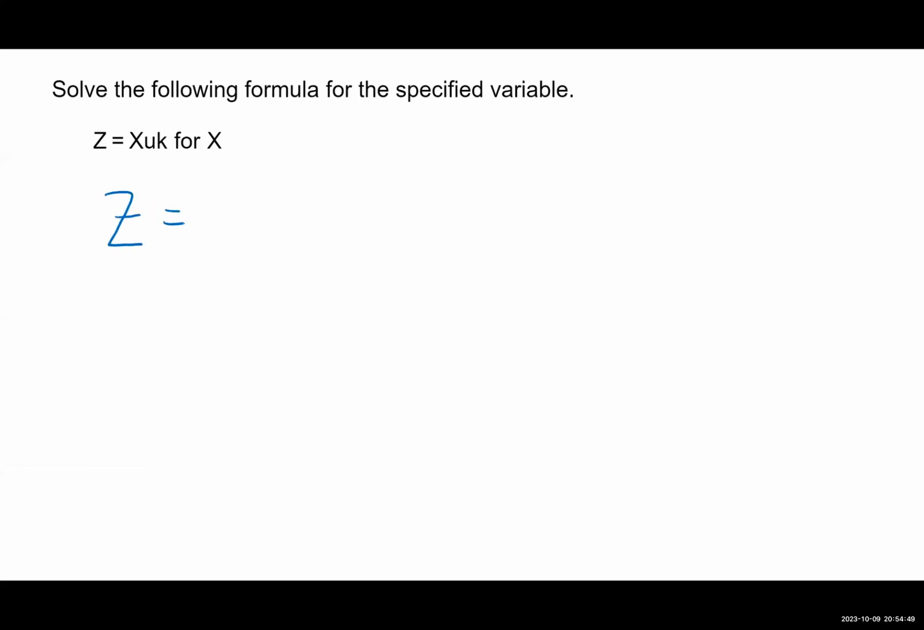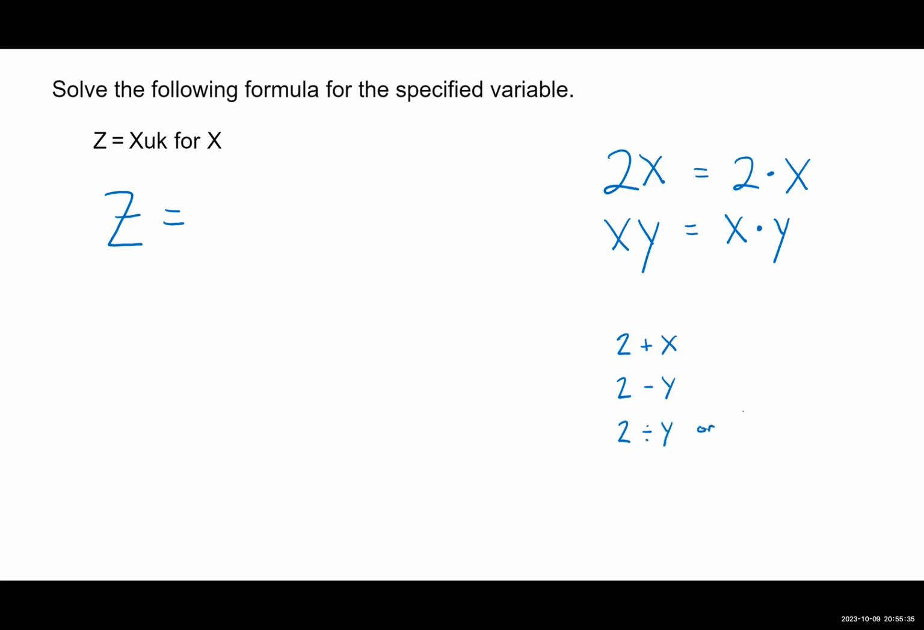Z is equal to, well, when you have a number next to a letter, for example, a 2 next to an x, that means multiplication. That means 2 times x. Or if you have a letter next to a letter, xy, the implication is that it's x times y. We don't need the multiplication symbol when we're doing algebra. If we're doing addition, we need a plus sign. If we're doing subtraction, we need a minus sign. That's how we know we're doing addition or subtraction. If we're doing division, we need a division sign, or we could use a fraction. Either way, we need to symbolically show division.